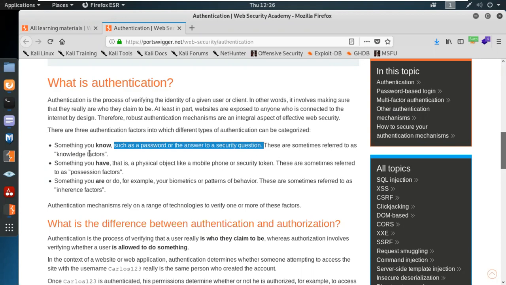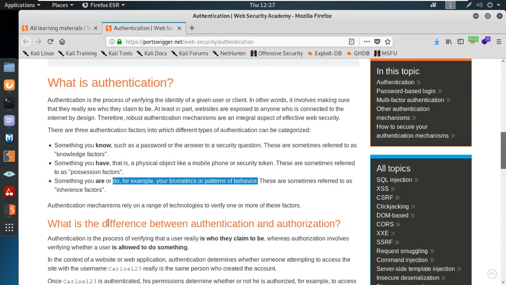Something you have means it could be a physical object like your cell phone or your secret token. A security token is assigned by the server side, and this is also known as possession factors. Something you are means they basically use biometrics, patterns, or behaviors.